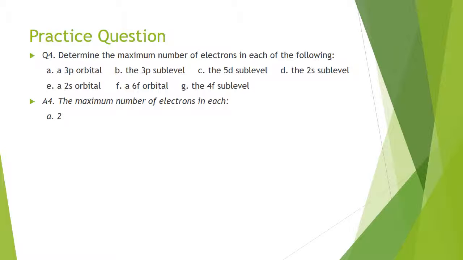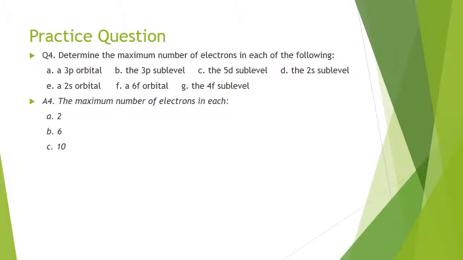Question B, the 3p sublevel. So note the difference here. Question A was about a single 3p orbital. Question B is about the entire 3p sublevel. Well, any p sublevel has 3 orbitals, so that's a maximum of 6 electrons. Moving on here. Question C, the 5d sublevel, that would be 10 electrons maximum. 5 orbitals in a d sublevel, 2 electrons per orbital maximum, 10 electrons in total.